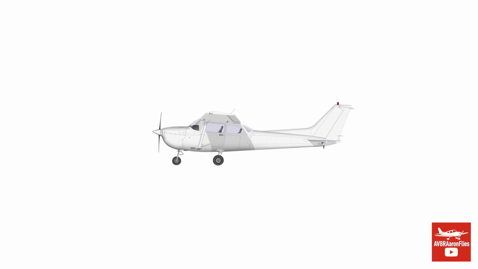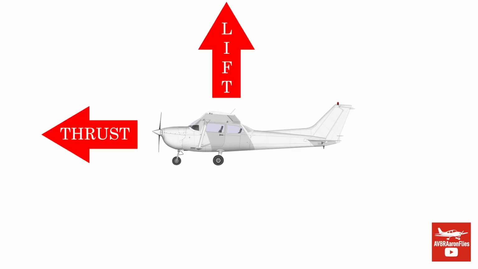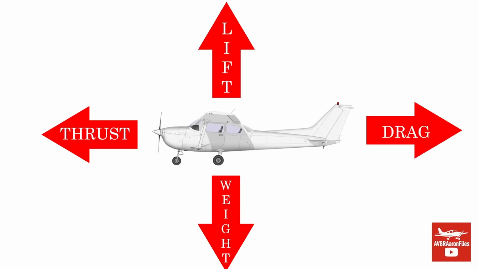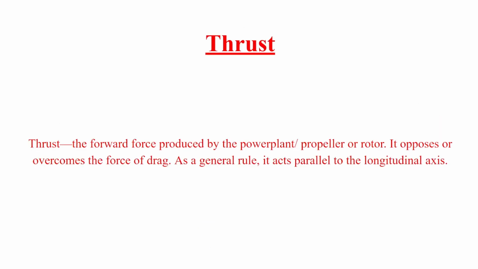We're going to talk today about the four forces of flight, which are as follows: thrust, lift, weight, and drag. Thrust. Thrust is the forward force produced by the power plant or propeller or rotor. It opposes or overcomes the force of drag.